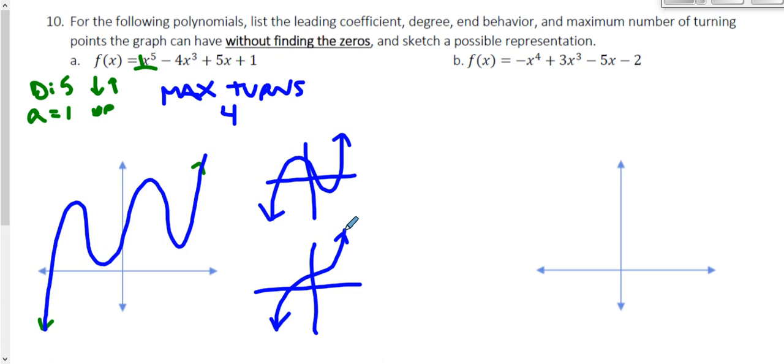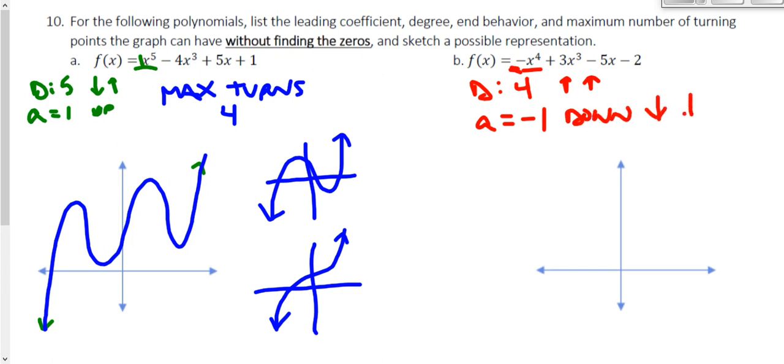For 10b, we have a slightly different equation. The highest power of x is 4, so my degree 4 tells me I should be high to high. But the leading coefficient, a, of -1, tells me that it is upside down, which means my high to high will become low to low. So I'm going to start here and end here, low to low. Now this is a 4th degree function, which means the max turns is 1 less, so it's 3.